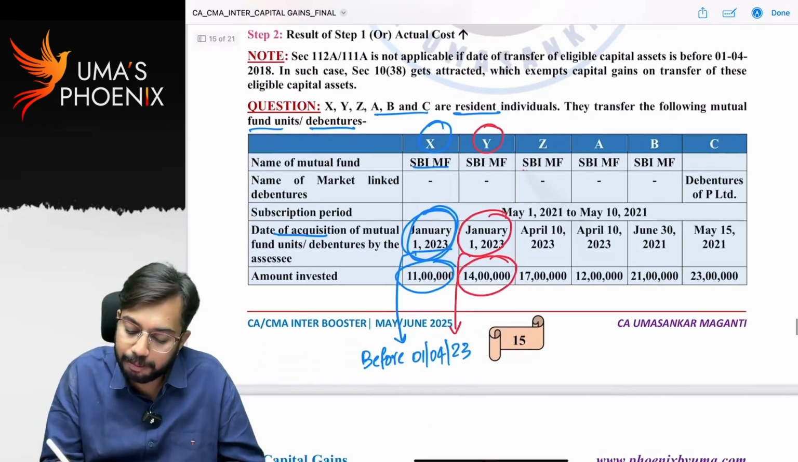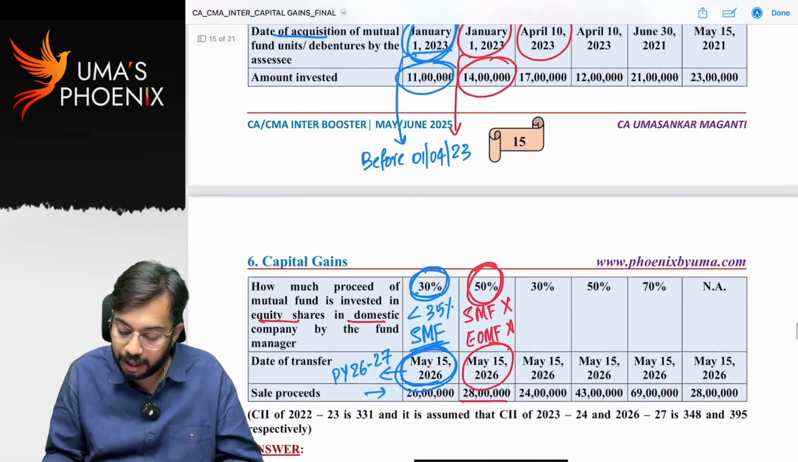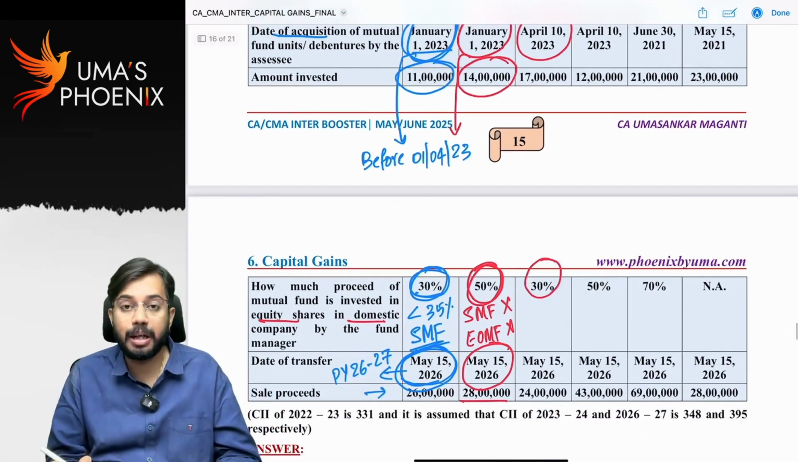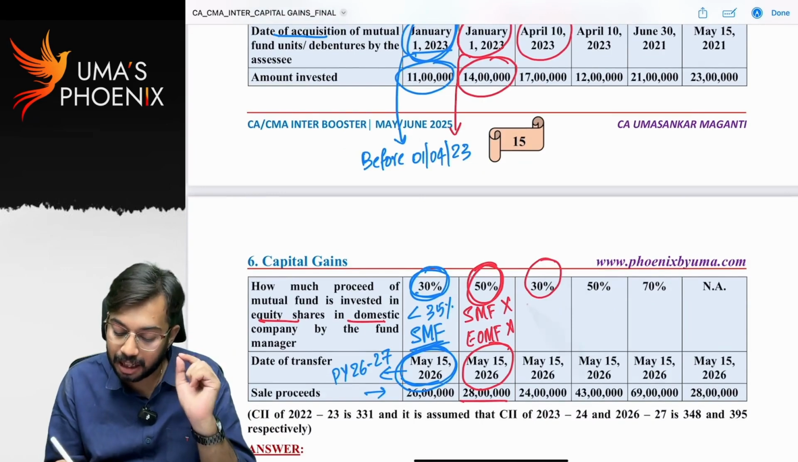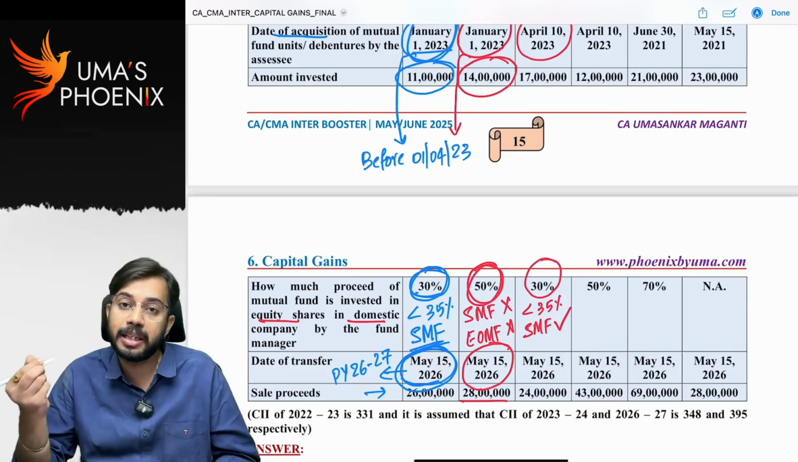Next. In case of Mr. Z, name of mutual fund is SBI Mutual Fund. When they are purchased, 10th April 2023. How much is percentage of investment? Percentage of investment is 30%. That means less than 35%. So can you call it as specified mutual fund? Yes, we can call it as specified mutual fund.